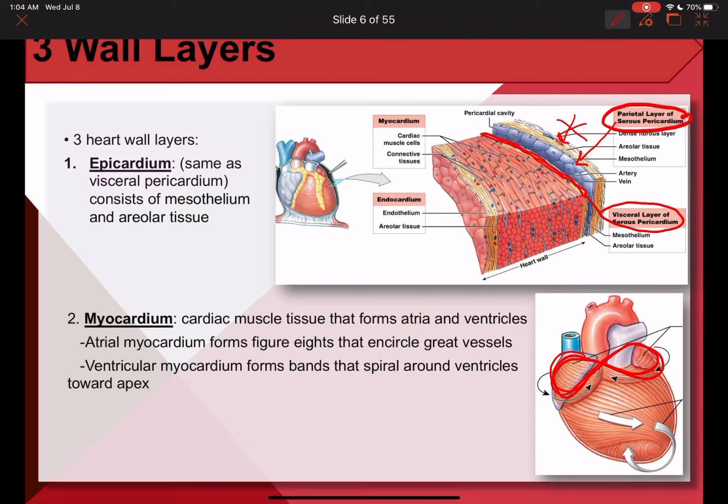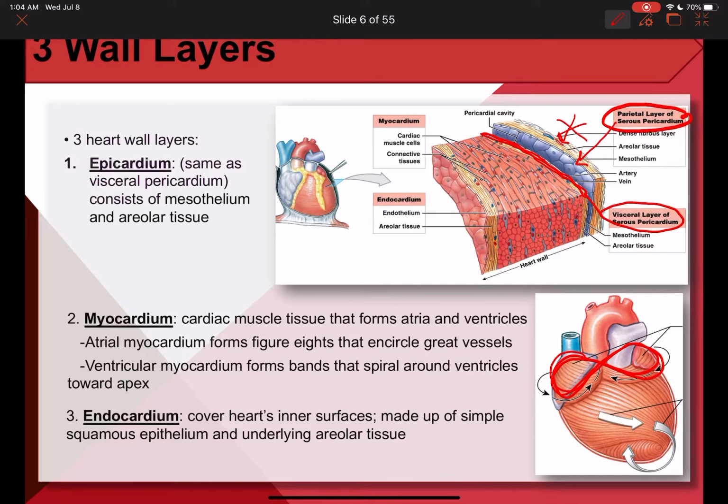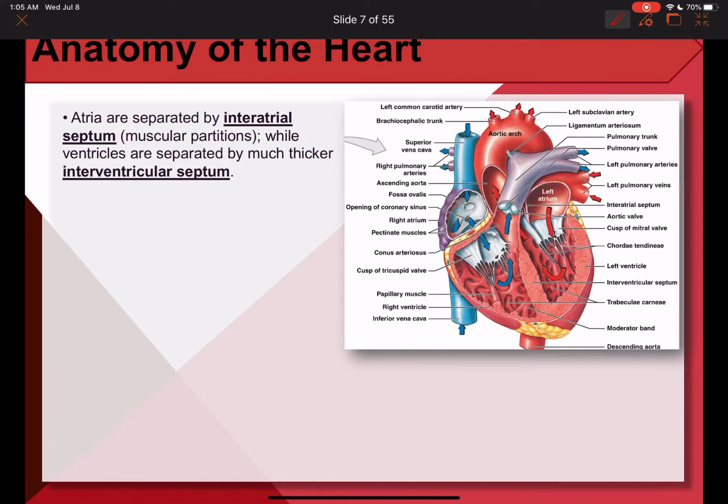Okay. And then the innermost layer of the heart is called the endocardium, which is pretty thin. It's just a simple squamous epithelial layer with some underlying areolar tissue that covers the heart's inner surfaces. So if I point to an inner surface of the heart and ask you what layer is there, the only thing I can be referring to is the endocardium, which is this little layer right here. Okay, that's pretty simple.